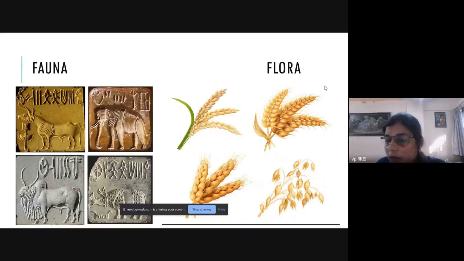And what was the flora? They used to grow maize, wheat, barley, and rice, because that was the food available. And the soil there actually favored the growth of these crops. So this was grown in abundance.